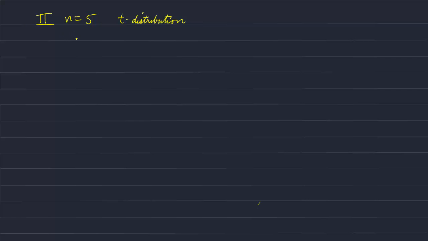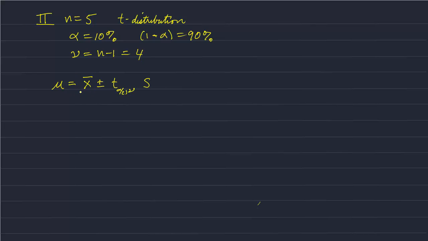So with this, let's use the same value of alpha. So a 10% significance level to give a confidence level of 90%. And in this case, our degrees of freedom, n minus 1, is equal to 4. So to estimate mu, again, we take the mean of our sample plus and minus this time t of alpha over 2 and nu times our estimate for the standard deviation of our sample means, which is the standard deviation within our sample divided by the square root of n.